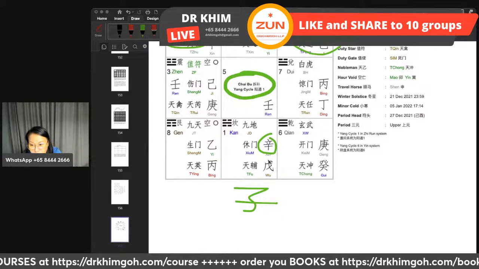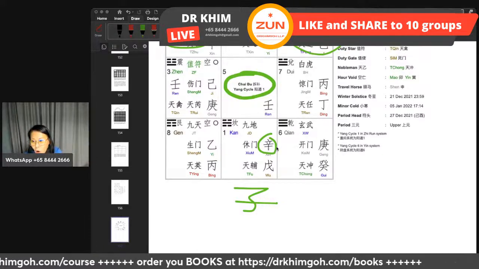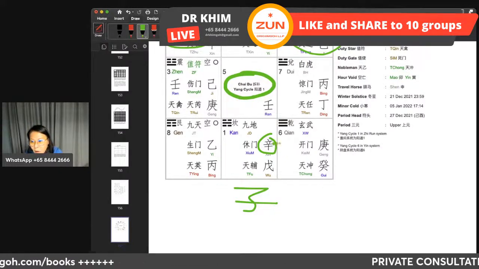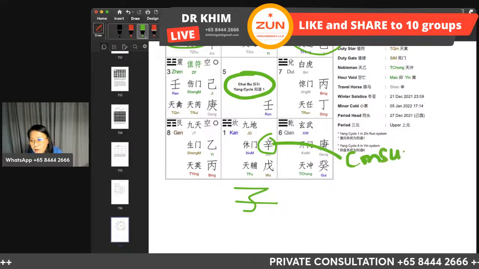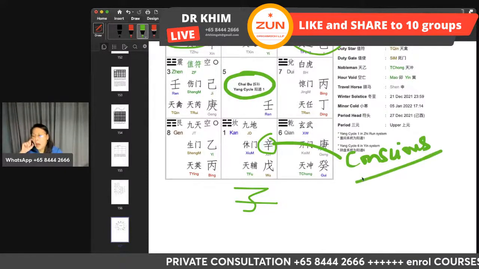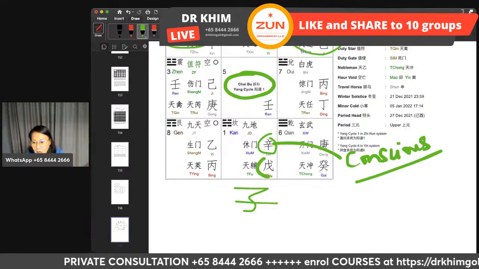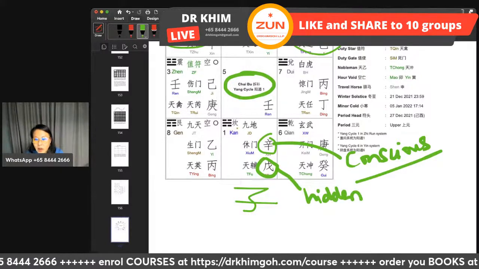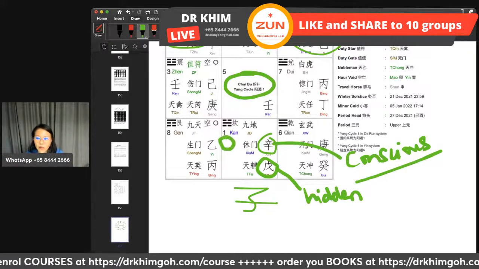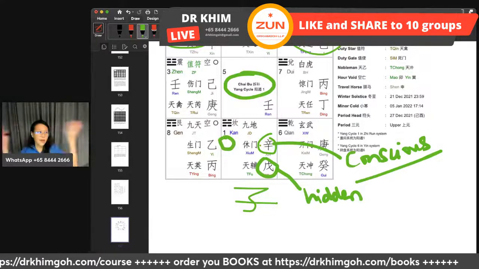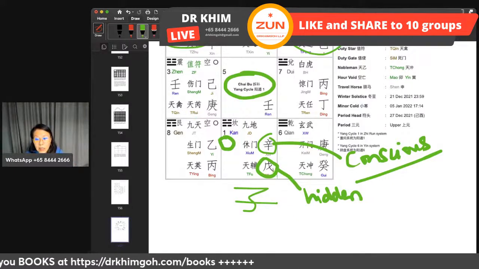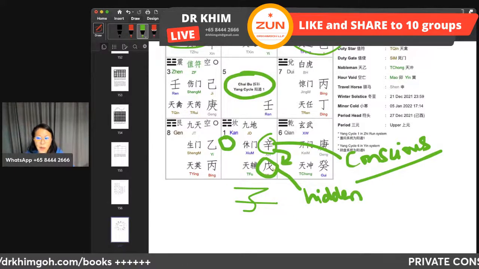Okay, so now the money. Now this part is called the conscious. Conscious means outside everybody knows. This one is called the hidden. This one means surface, and this one means underneath the surface. So hidden, she has a concern about the money.